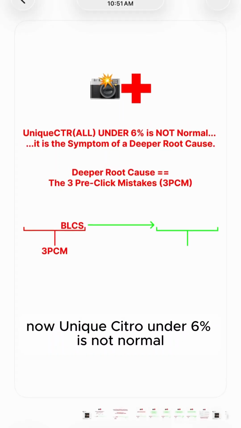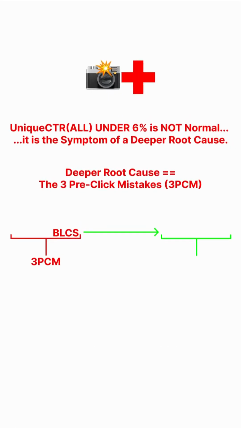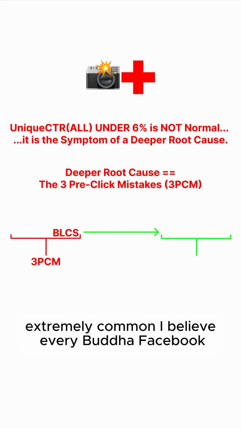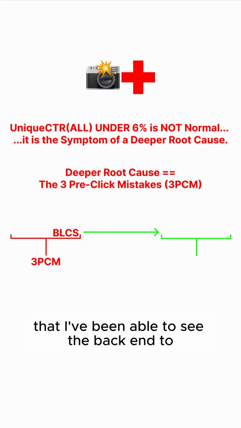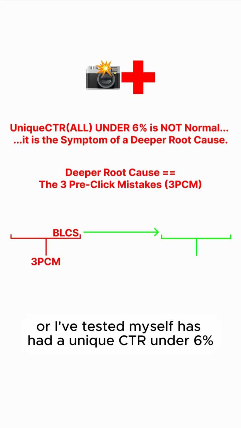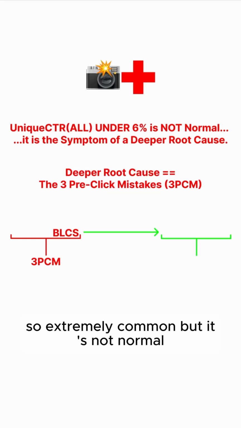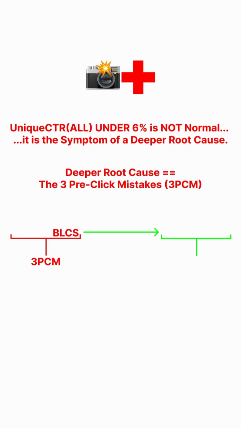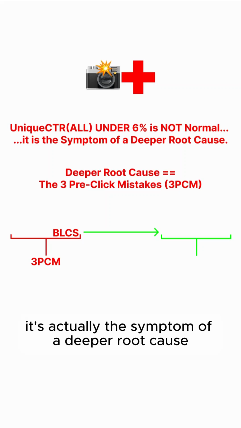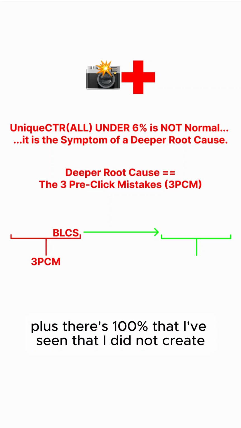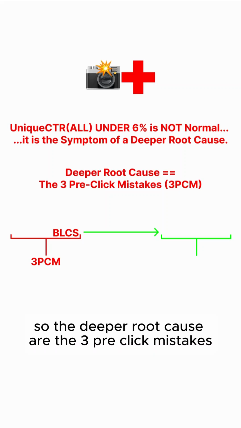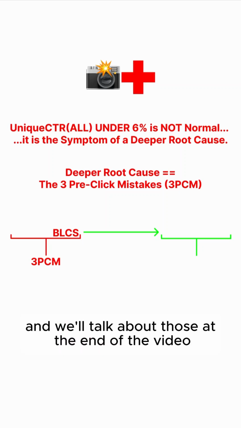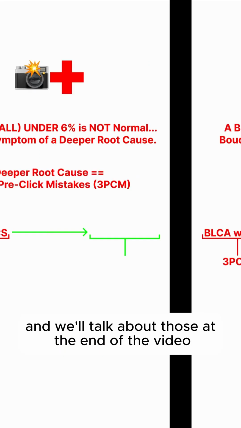Now, unique CTR under 6% is not normal. Extremely common, I believe, every Boudoir Facebook ad I have seen that I've been able to see the back end to, or I've tested myself, has had a unique CTR under 6%. So extremely common, but it's not normal. It's actually the symptom of a deeper root cause. This is 100% of the ads that I've seen that I did not create that had BLCS. The deeper root cause are the 3 pre-click mistakes, and we'll talk about those at the end of the video.